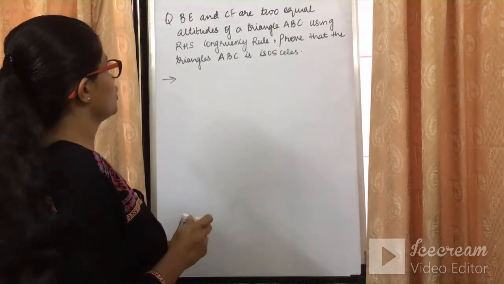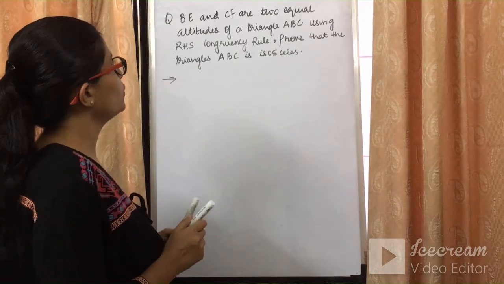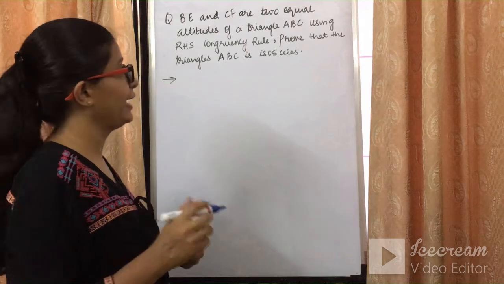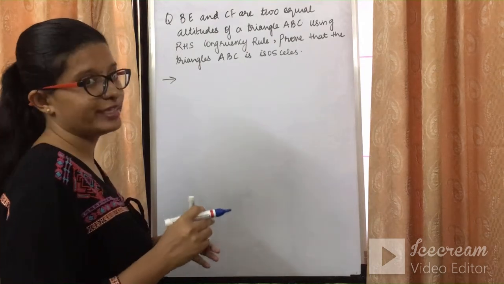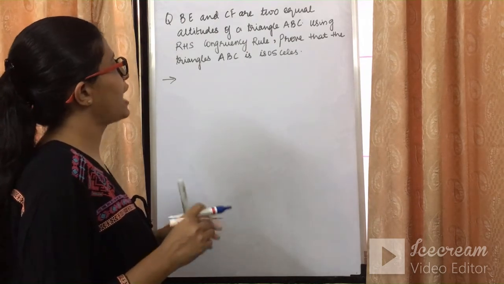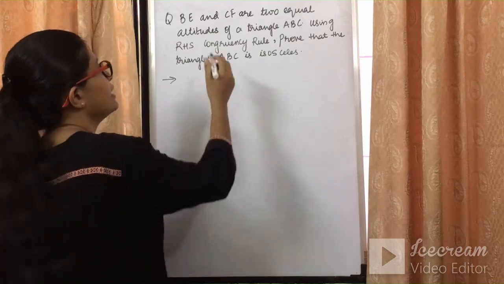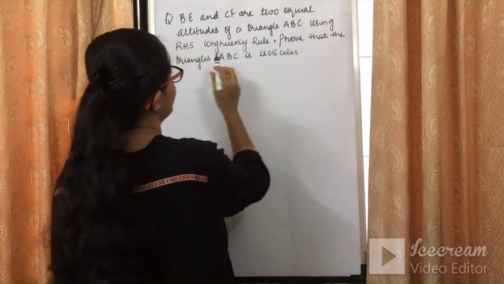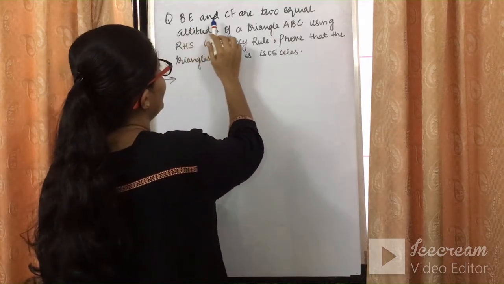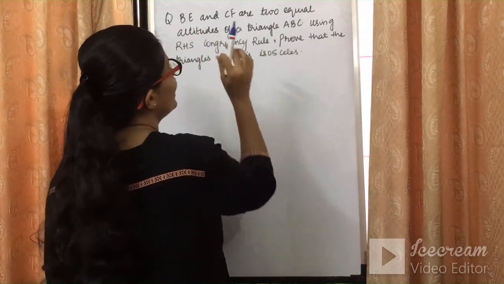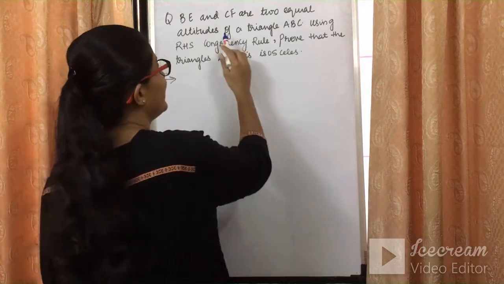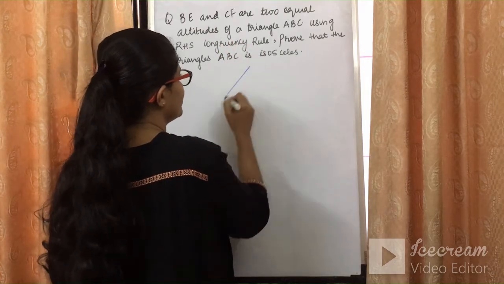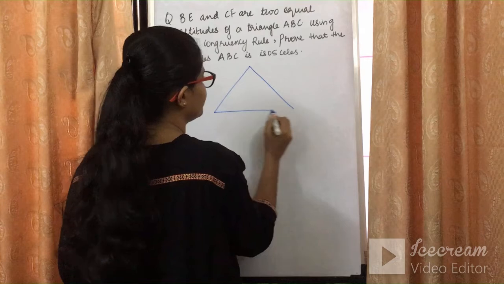Let's have a look at this question. BE and CF are the two equal altitudes of a triangle ABC. Using the RHS congruency rule, prove that the triangle ABC is isosceles. Let's make a diagram first कि हमारे को क्वेश्चन से डायग्राम कैसे मिलने वाला है. So BE and CF are the two equal altitudes. Altitudes means they will make 90 degree with the sides of triangle ABC.